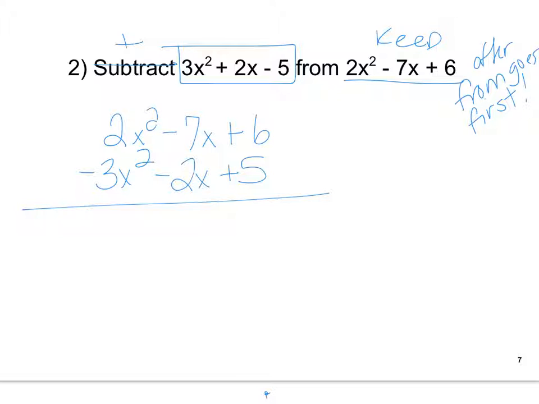So 2 minus 3, subtract them, and the sign is negative, so it's negative 1x squared. The signs are the same, so we add them, get a 9x, but they're negative, and the signs are the same, 11. So we can just write this negative x squared minus 9x plus 11.